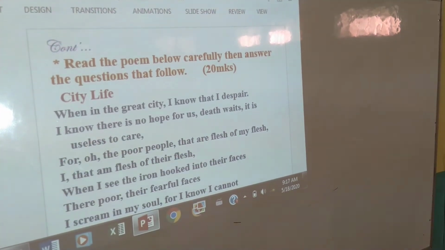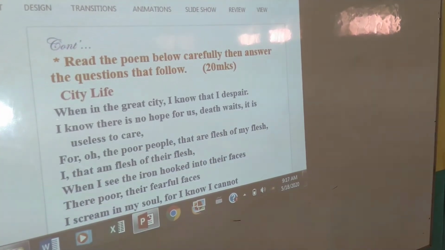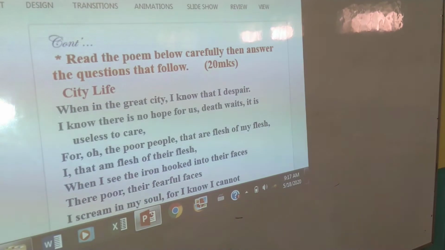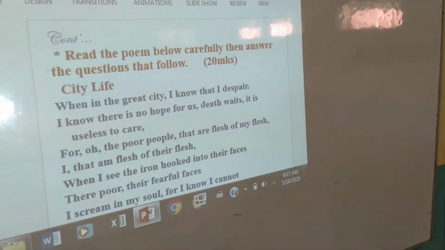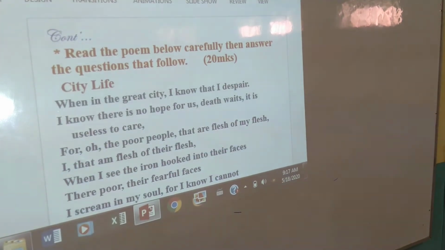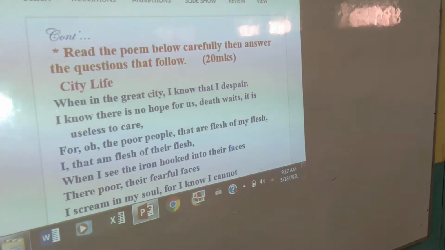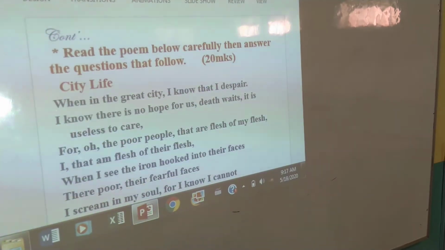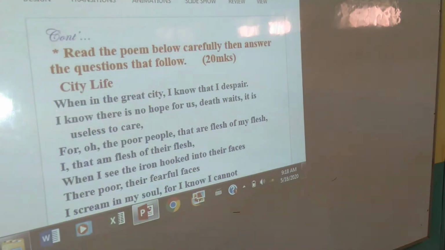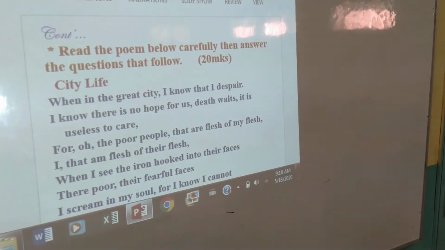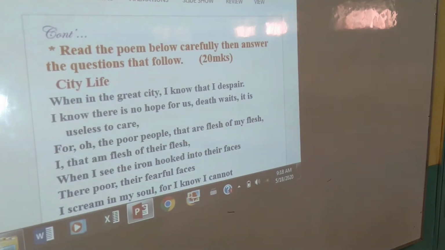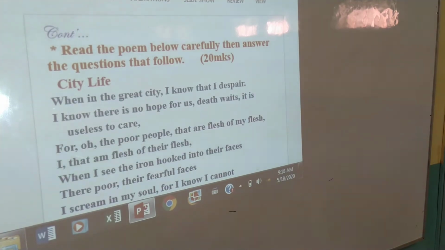Poem reads: When in a great city, I know that I despair. I know there is no hope for us. Death waits. It is useless to care for all the people that are flesh of my flesh, I that am flesh of their flesh.